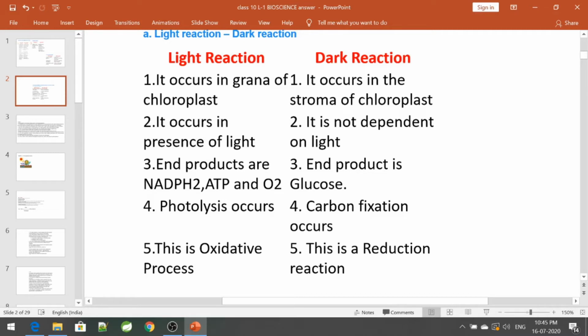In the light reaction, the end products are NADPH2, ATP and oxygen, whereas in the dark reaction, the end product is glucose. In the light reaction, photolysis occurs, that is the breakage of a water molecule into hydrogen ion and hydroxyl ion, H plus and OH minus. Whereas in the dark reaction, carbon fixation occurs, that is fixation of carbon to form glucose. The light reaction is an oxidative process, whereas the dark reaction is a reduction reaction.